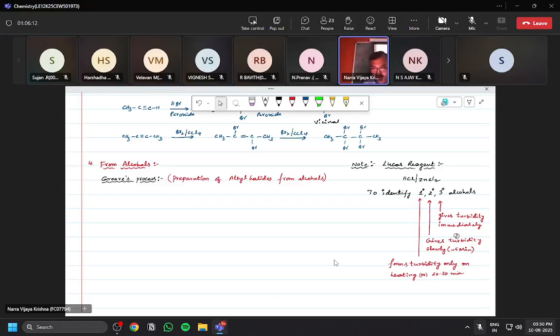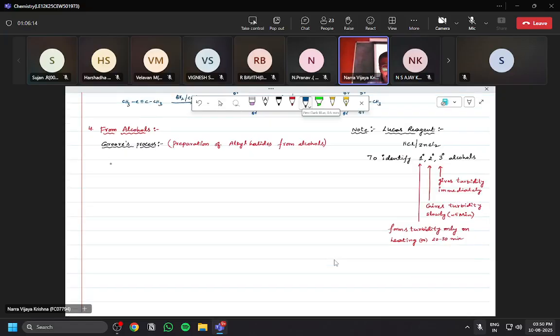Now observe Groove's process. I am taking any alcohol, RCH2OH, in presence of HX, ZnCl2 leading to formation of RCH2X. Groove's process. What is the difference? Same only. But here my motto is to prepare alkyl halides. There my motto is to identify alcohol. Right? Now, mechanism.